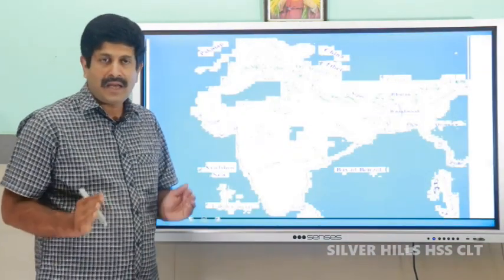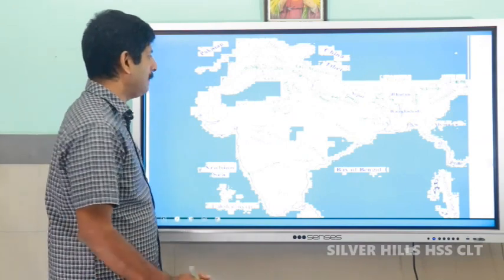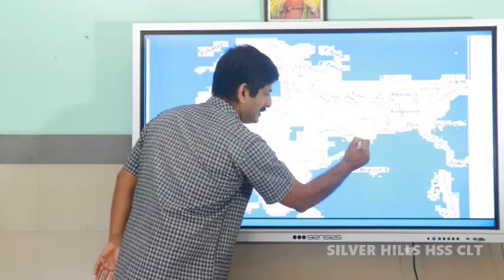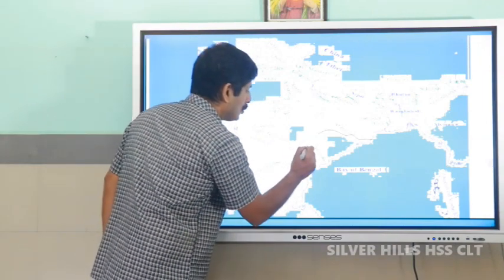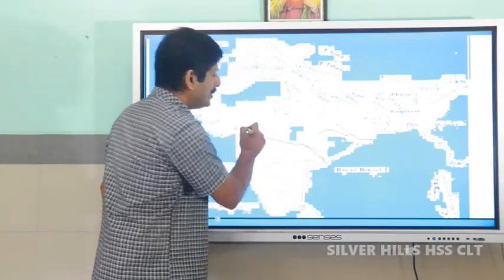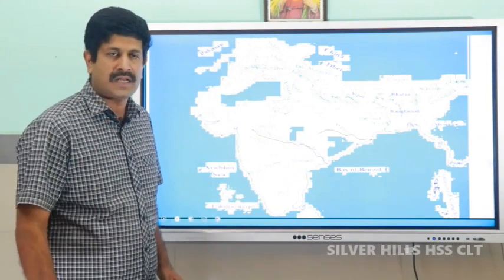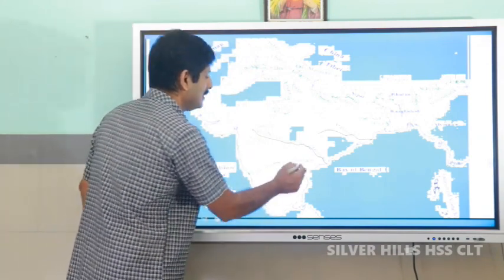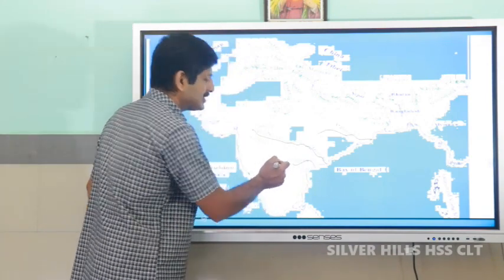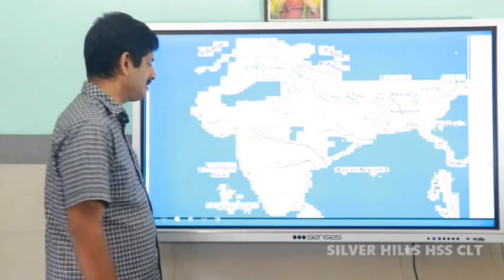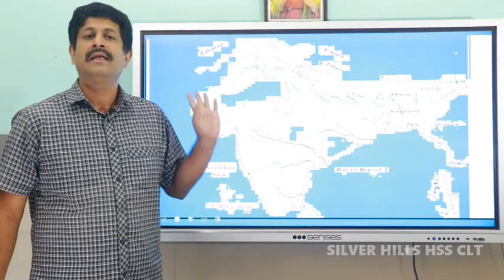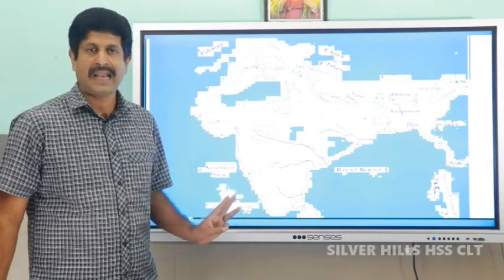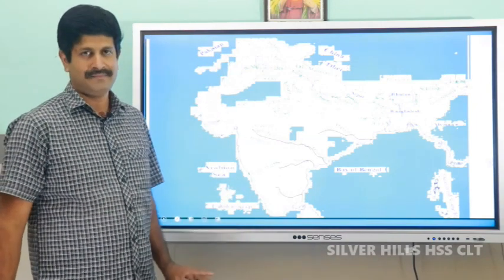Now we have the Peninsula Rivers, mainly the Mahanadi in Orissa. Godavari, the longest peninsula river. The Krishna in Andhra Pradesh. And Kaveri in Tamil Nadu, Kerala and Karnataka.